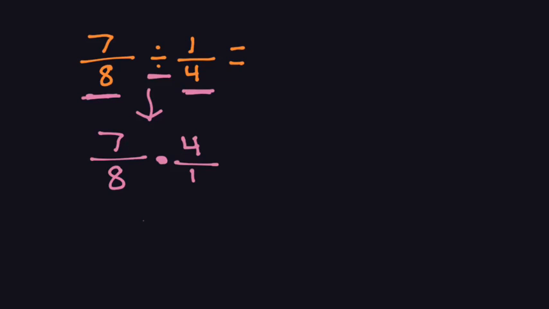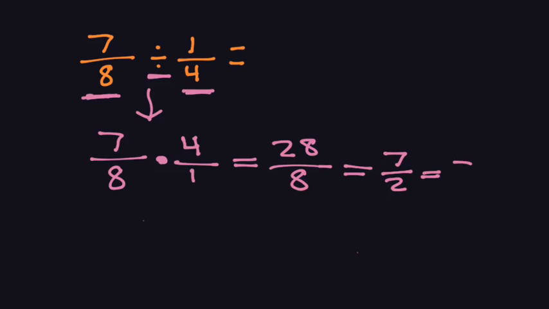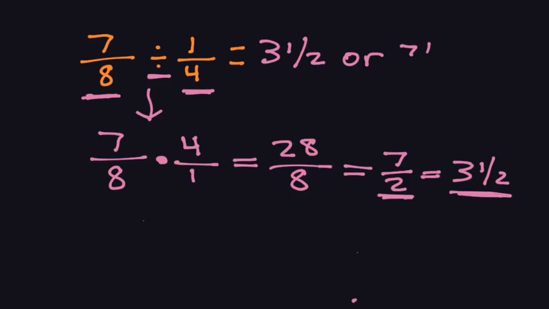And this 4/1 is also called the reciprocal of 1/4. Now we can just do our multiplication here. 28/8. That simplifies down to 7/2, or also 3 1/2. So 7/2 or 3 1/2 is our answer. 7/8 divided by 1/4 is equal to 3 1/2 or 7/2.